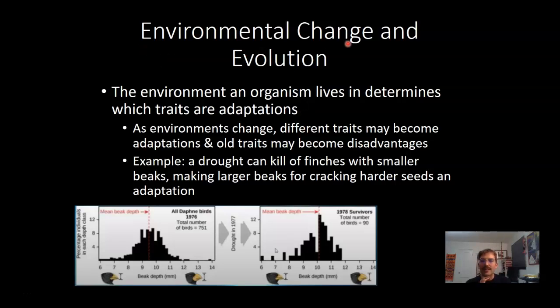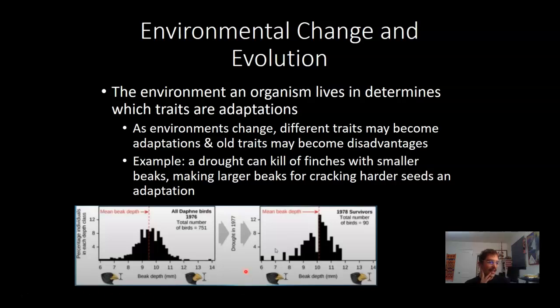Then we have environmental change in evolution. So the environment an organism lives in determines which traits are adaptations. For example, as environments change, different traits may become adaptations, and old traits may become disadvantages. So for example, a drought can kill off finches with smaller beaks, making larger beaks for cracking harder seeds an adaptation. So this is a real thing that happened, right?